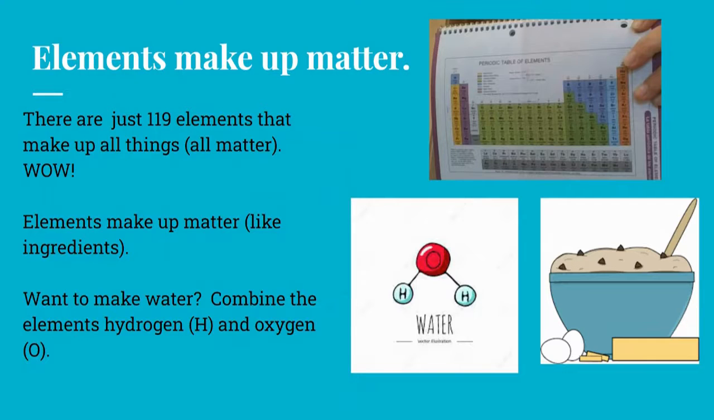If you want to make water, you take the elements hydrogen and oxygen together. If you want to make butter, you take the elements carbon, hydrogen, and oxygen, and you put them together to make butter. It's kind of like the ingredients for making cookies.